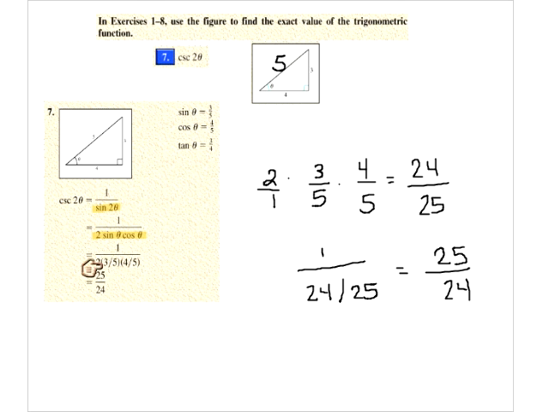So let's multiply those numbers on the denominator together. When we do that, we get 24 over 25. So really we have 1 over 24 over 25. Remember, you cannot divide fractions, so to change this to a multiplication problem, you need to multiply the top by the reciprocal of the denominator, and that simply gives you the 25 over 24 for your final answer.